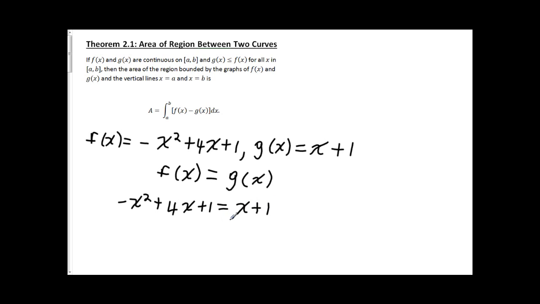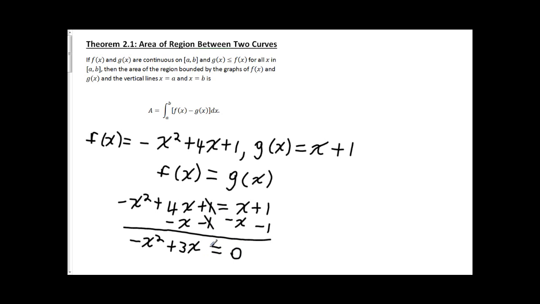Now we're going to solve this equation. To solve it, we subtract x from both sides, and we subtract 1 from both sides. When we do that, we get a quadratic equation that equals 0. We get negative x squared plus 3x. These cancel out, so we get equal to 0.